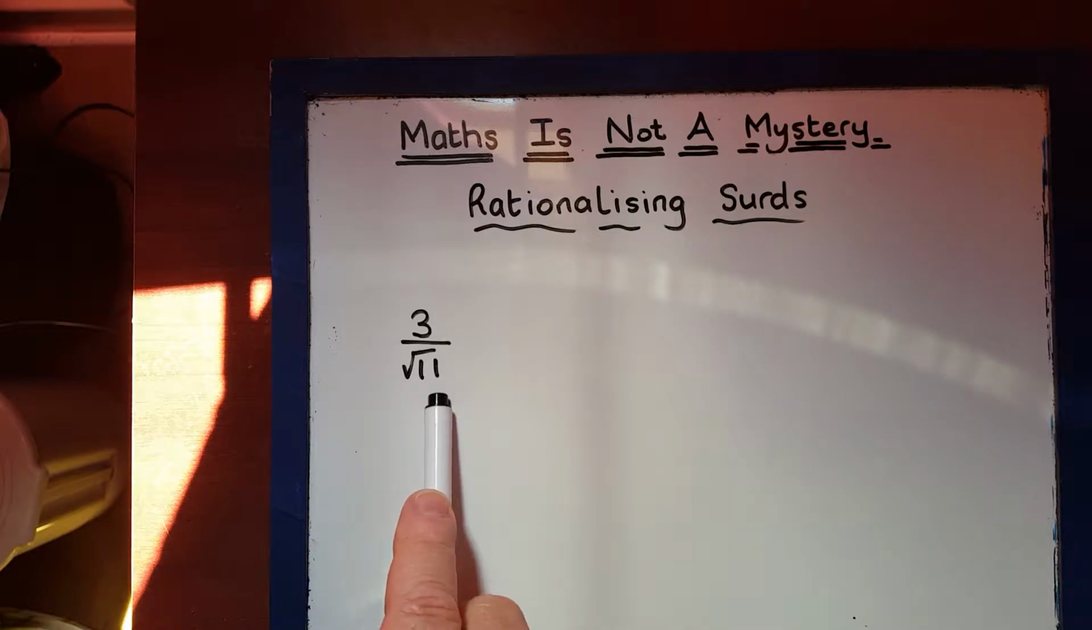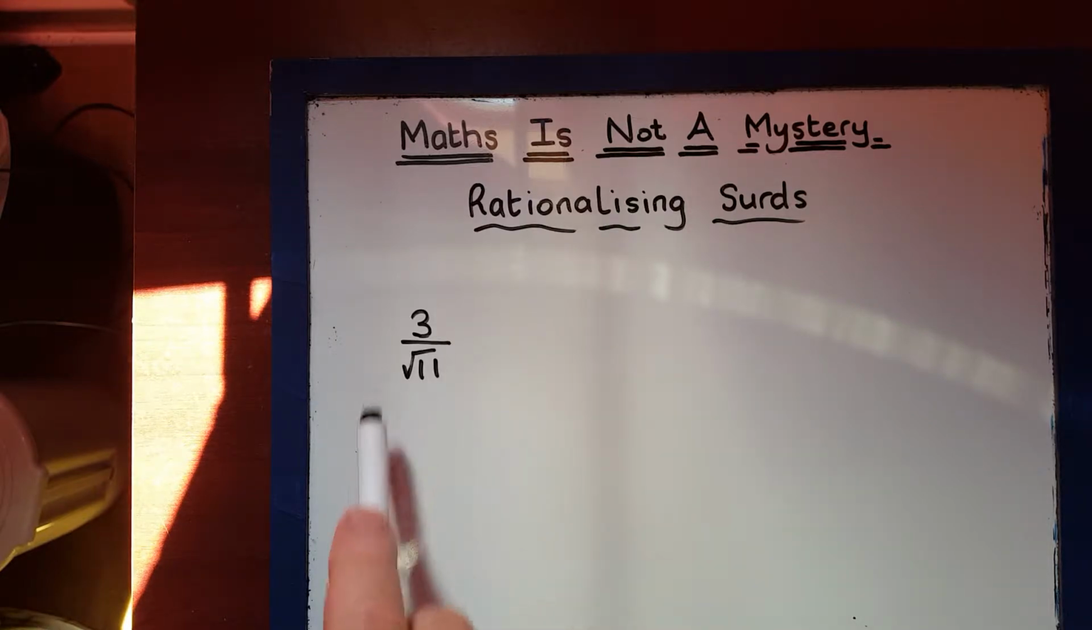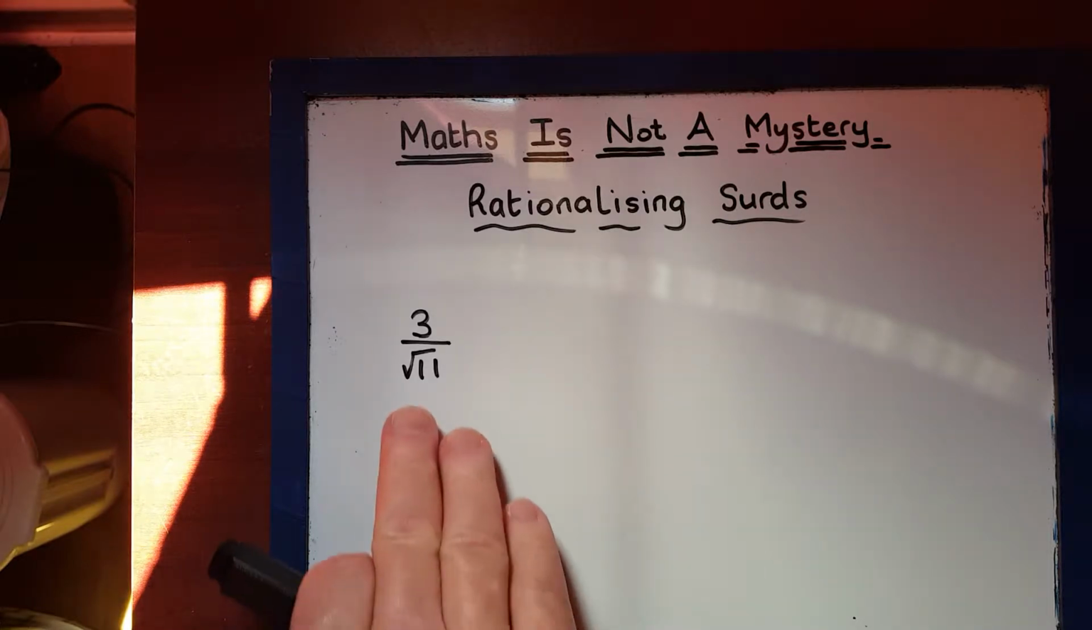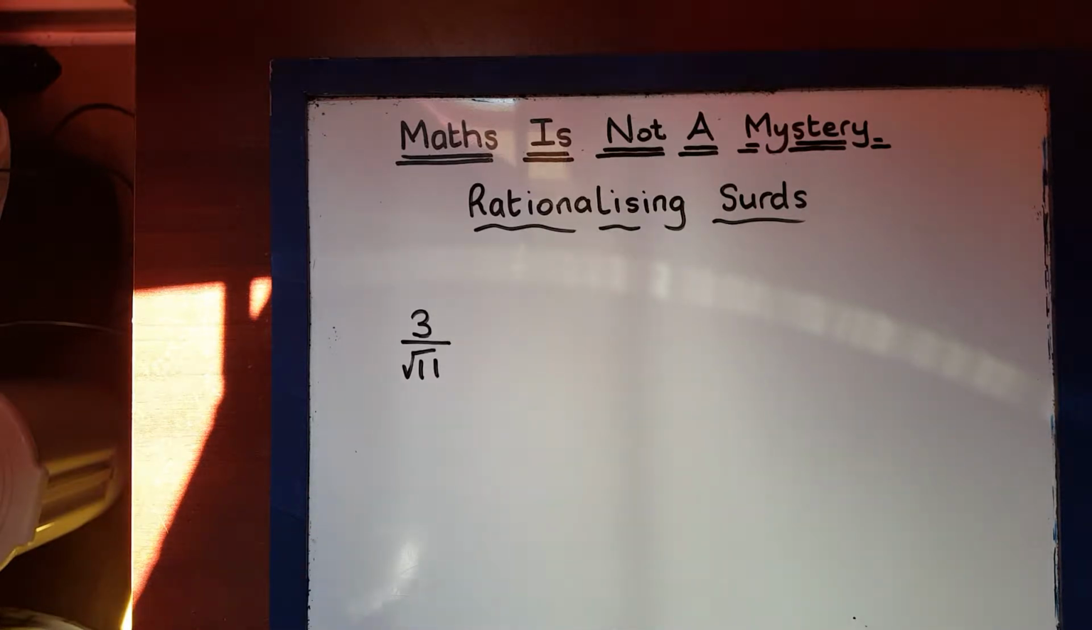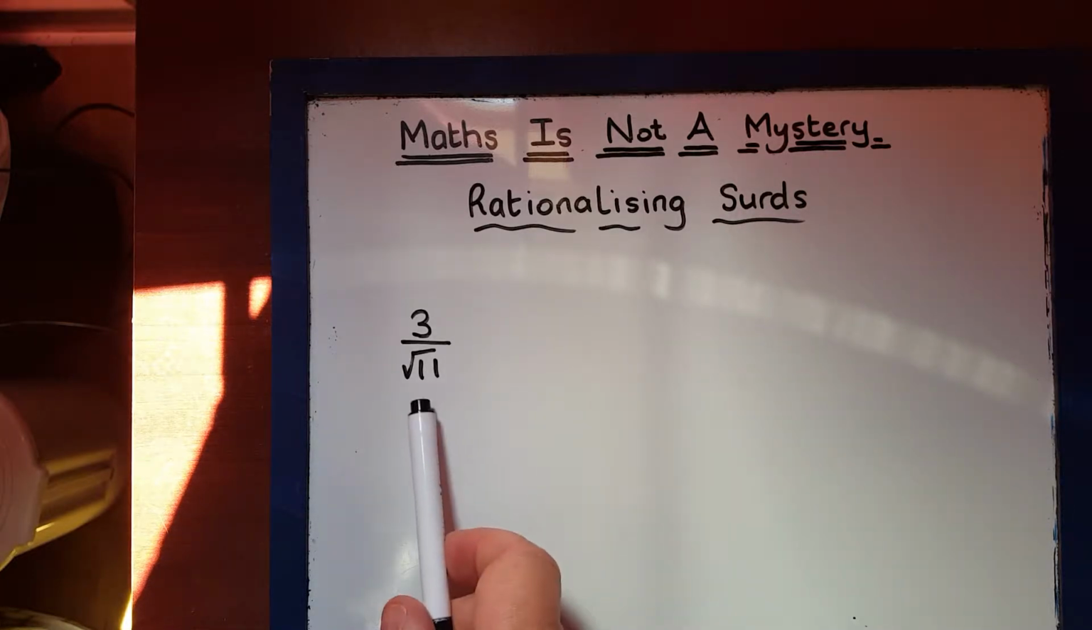Most square roots, apart from the very obvious ones like the square root of 4 and the square root of 9 and so on, are irrational. They just go on and on and on forever with their decimals. And what rationalising a surd means is to get rid of that square root on the bottom. Now, how do you do that?